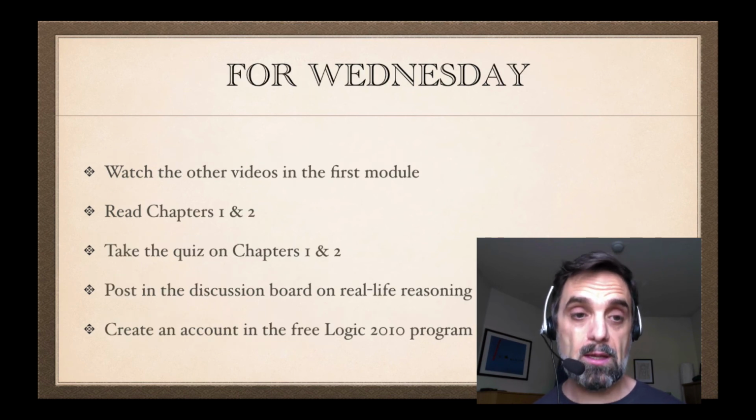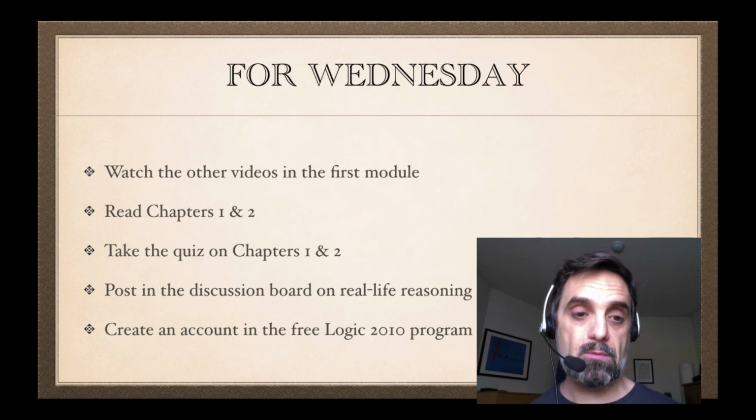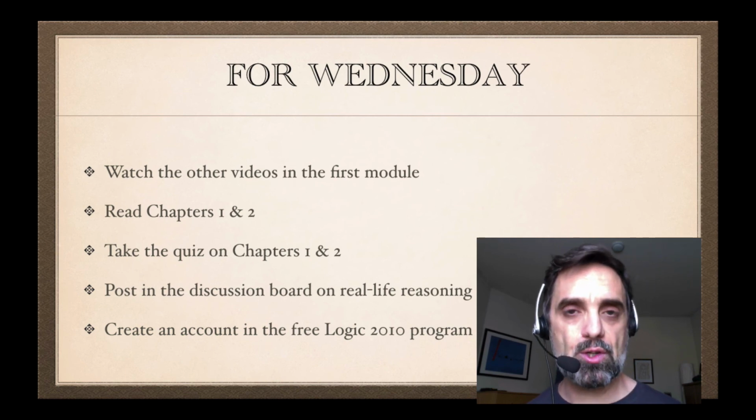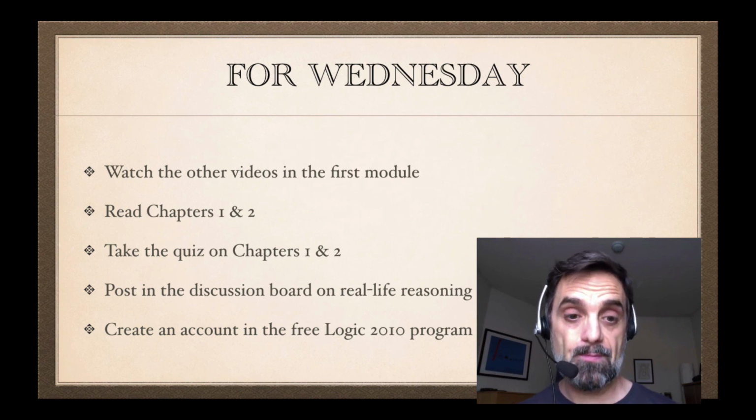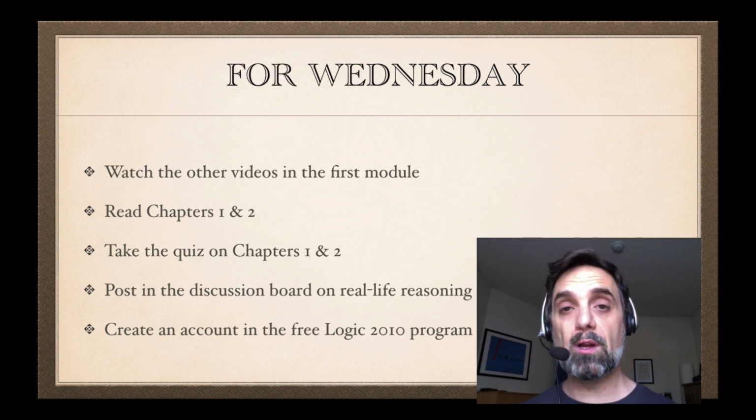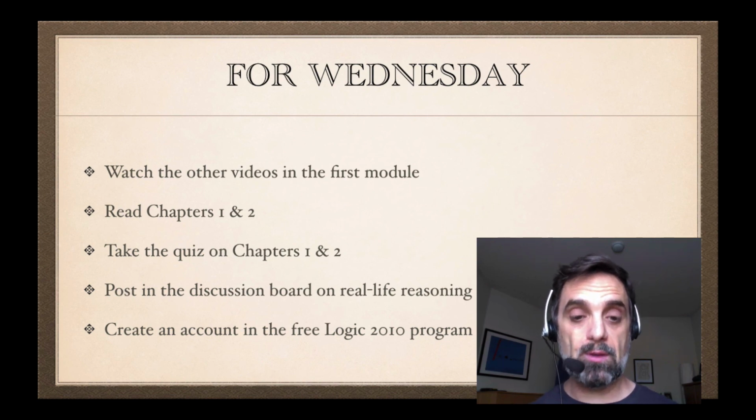So for Wednesday, what do you need to do? Well, you should watch the other videos in the first module. You should read chapters 1 and 2. And that's not very much. The chapters are short, so that's 5 or 6 pages. You should take the quiz on chapters 1 and 2. That's 3 questions, and that's on the Canvas website. There's a required discussion board posting on real-life reasoning, so you'll need to post there. And then finally, your last assignment is to create an account in the free Logic 2010 program.